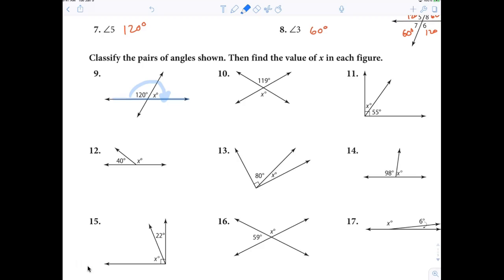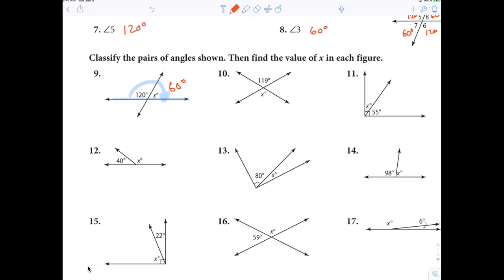So what does x have to be? 60 degrees? Aiden, you good on that? You good? So remember now, your job is to speak up if I'm not clear. That's 60 degrees. All right, number 10.